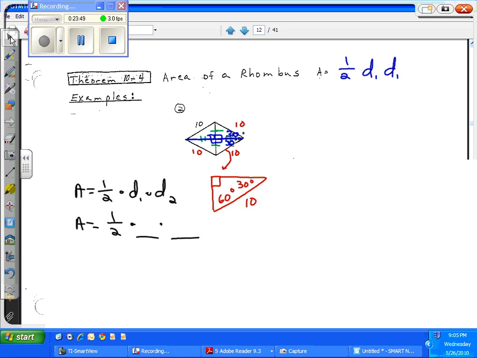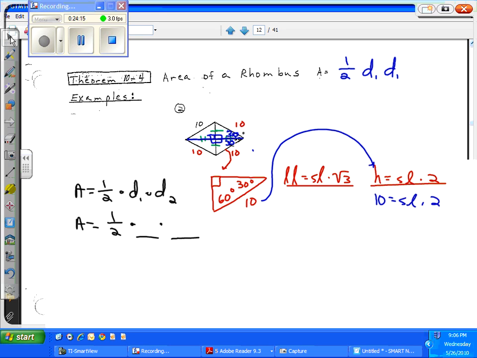So we're going to write down our 30, 60, 90 right triangle formulas, which are long leg equals short leg times the square root of 3, and hypotenuse is equal to short leg times 2. Now, what we know is the hypotenuse. So hypotenuse 10 equals short leg times 2. Undo multiplication by division, and we get short leg is equal to 5.